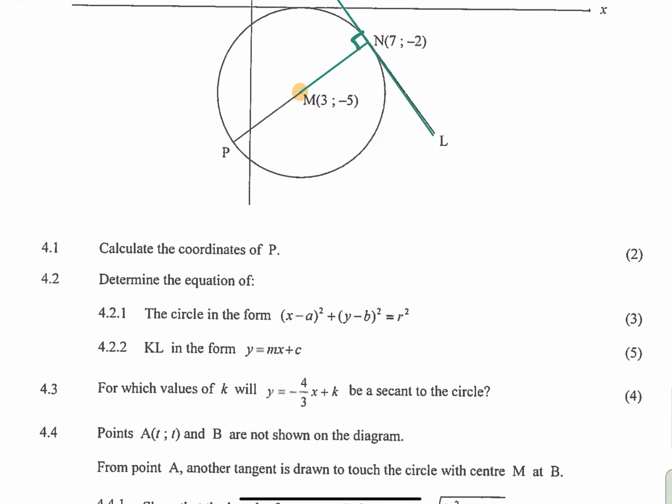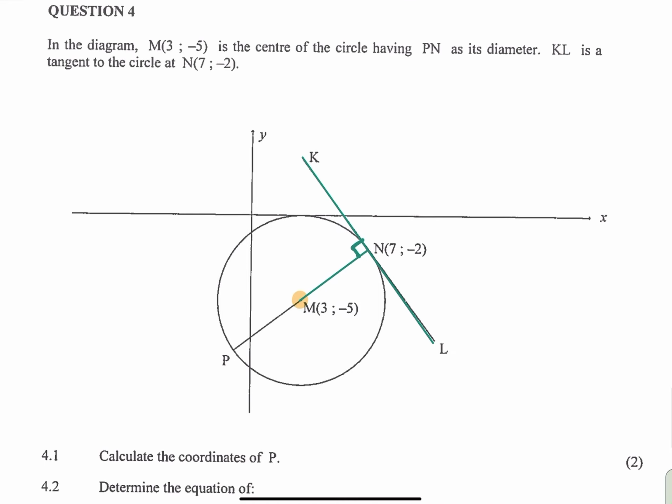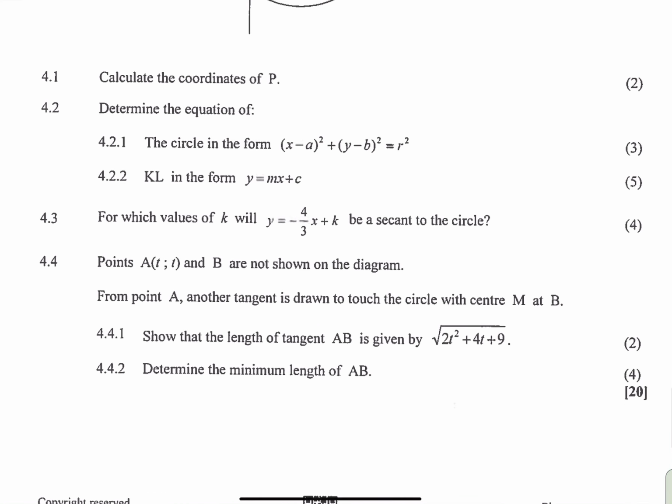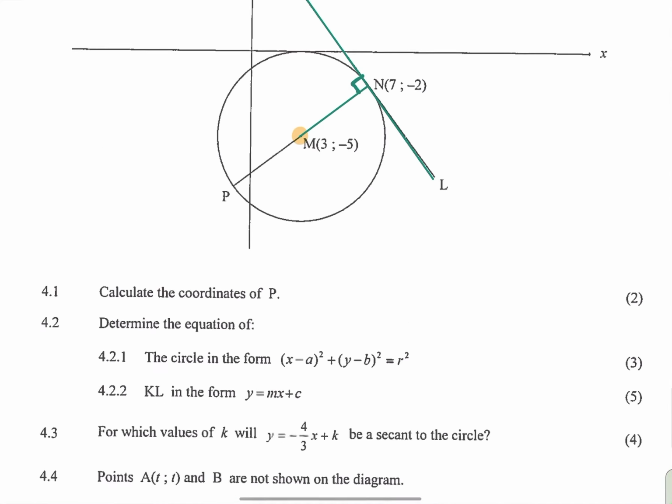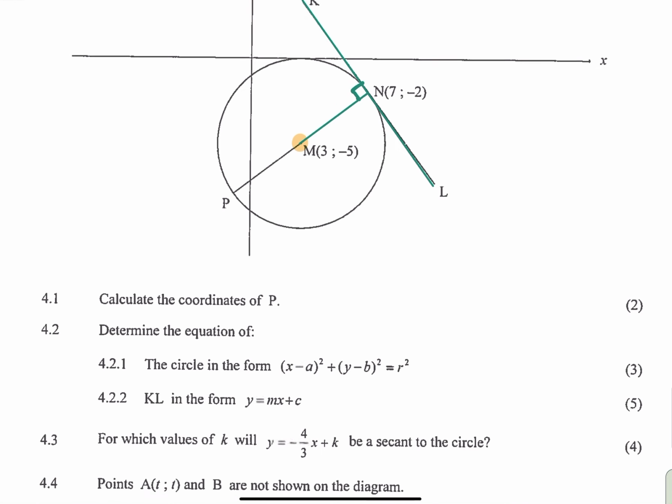Calculate the coordinates of P. Well, you have the midpoint of that line PN, and you have the point N. How do you then get the P there? So this should be very easy, hence it is given 2 marks. So don't waste so much time here. Let's check question 4. I'm going to write question 4. Well, they gave you everything in here. You just need to accumulate marks.